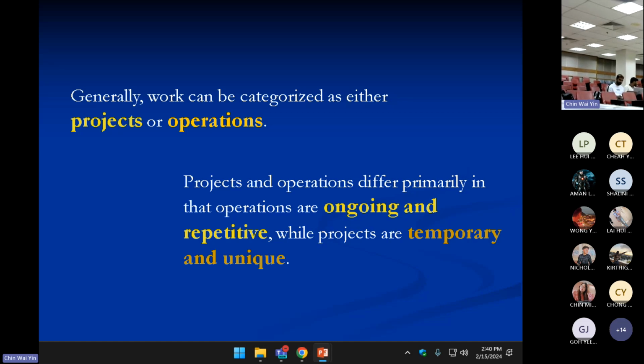So that is a project. Your group assignment is a project, okay, and it has a start date, it has an end date, it is temporary, and it's unique. Each one of you provides your own input, all right, and it's different.